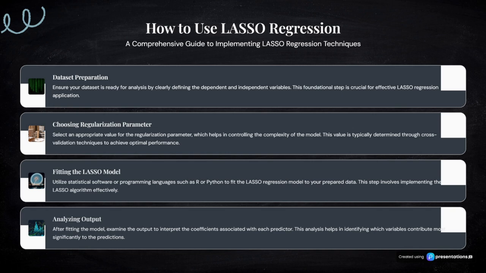Next is fitting the LASSO model. Utilize statistical software or programming languages such as R or Python to fit the LASSO regression model to your prepared data. This step involves implementing the LASSO algorithm effectively. Lastly, analyzing output. After fitting the model, examine the output to interpret the coefficient associated with each predictor. This analysis helps in identifying which variables contribute more significantly to the predictions.